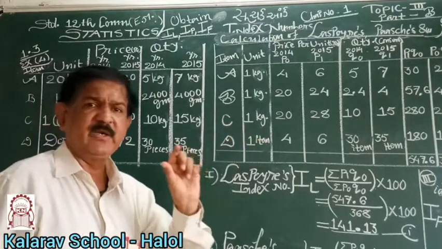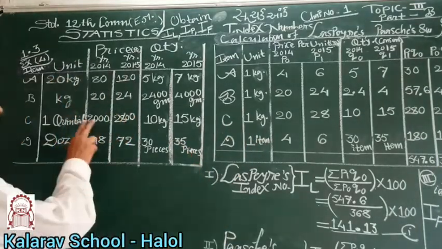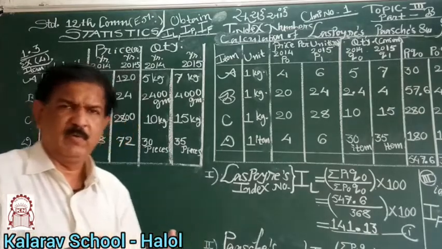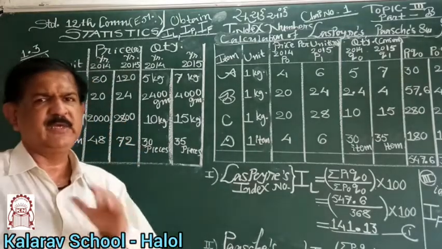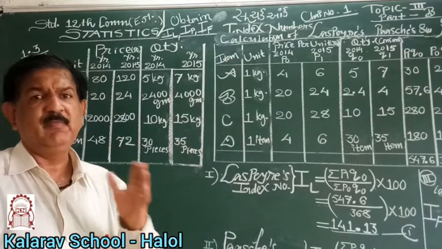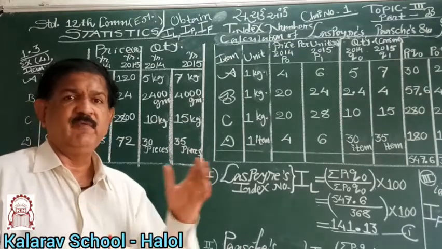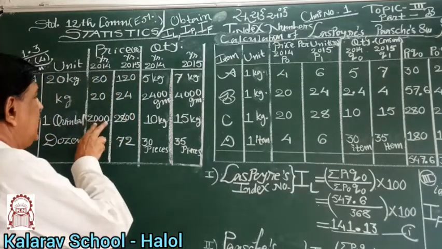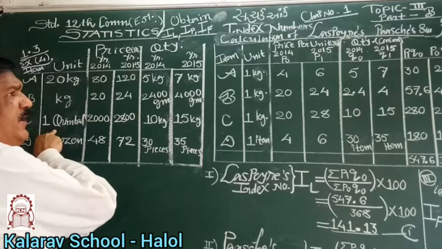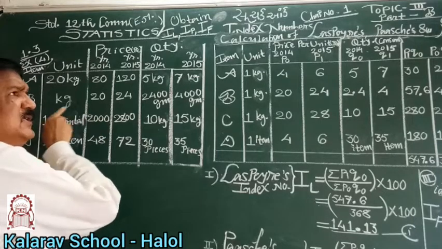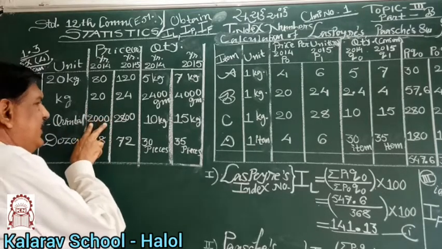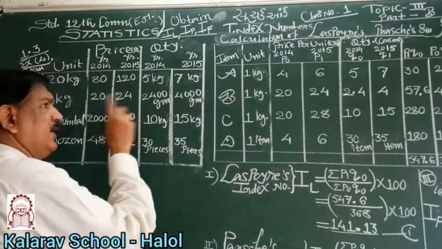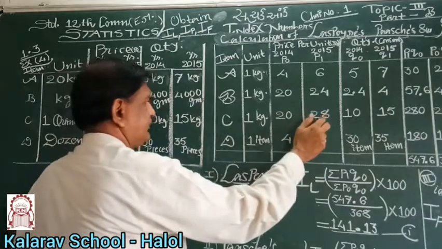Item C is given in terms of quintal. Quintal means 100 kilogram, which means conversion of the unit. You must know that 1000 gram is 1 kilogram, 100 kilogram means 1 quintal, and 1000 kilogram means 1 ton. So 2000 divided by 100. Why divided by 100? Because 1 quintal is 100 kilogram. 2000 divided by 100, rupees 20. 2800 divided by 100, rupees 28.